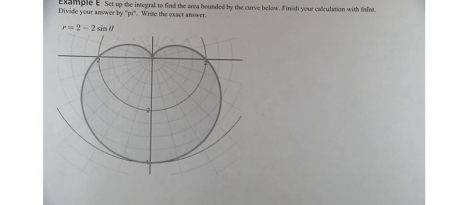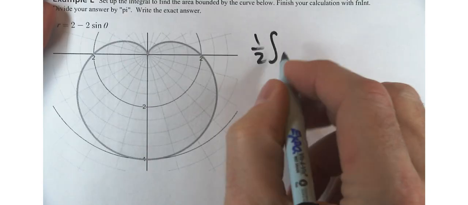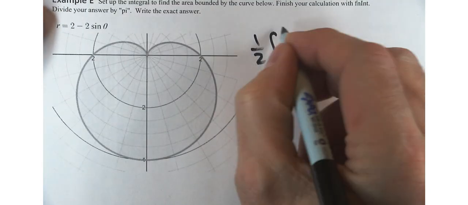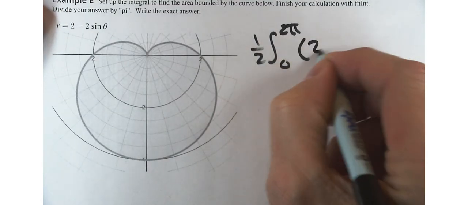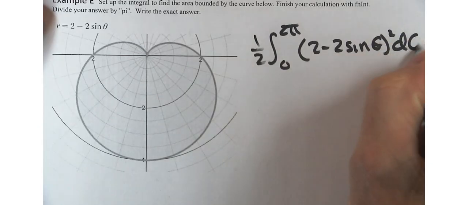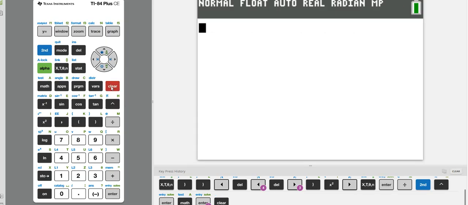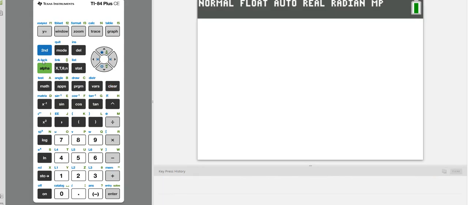So we're going to take the area, which is going to be 1/2 the integral from 0 to 2 pi of (2 minus 2 sine of theta) squared d theta. You can play the same game we did last time, so that we can integrate it with fnInt, divide out the pi, and you should get a 6 if I'm not mistaken.